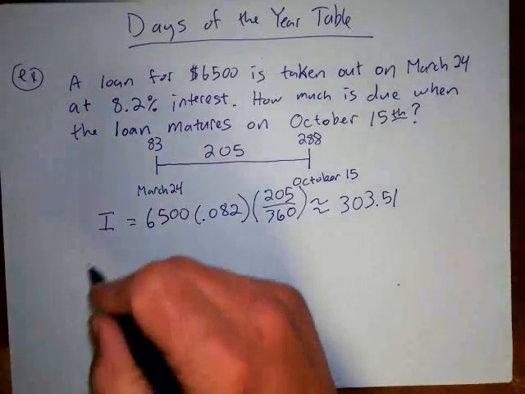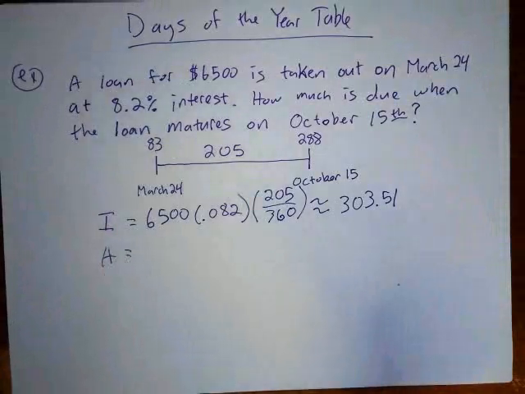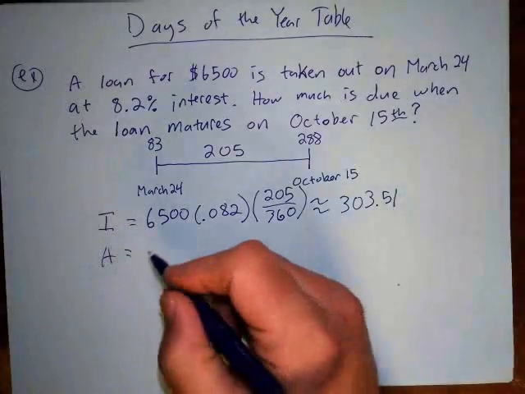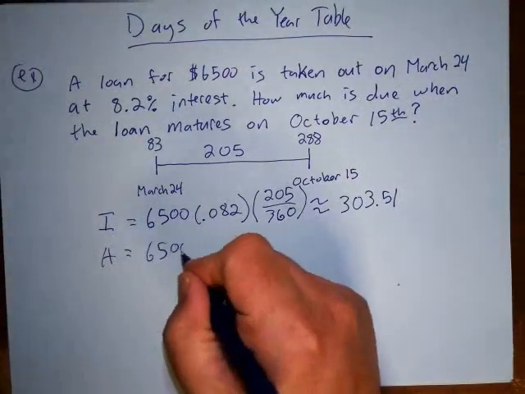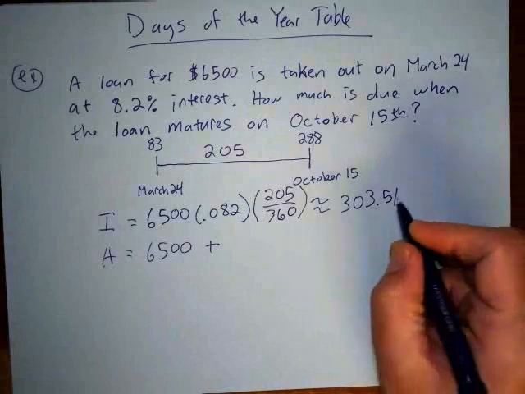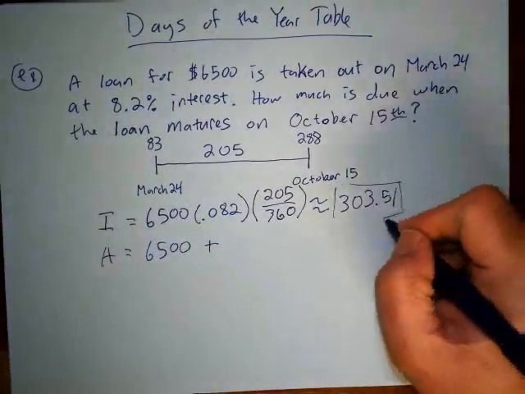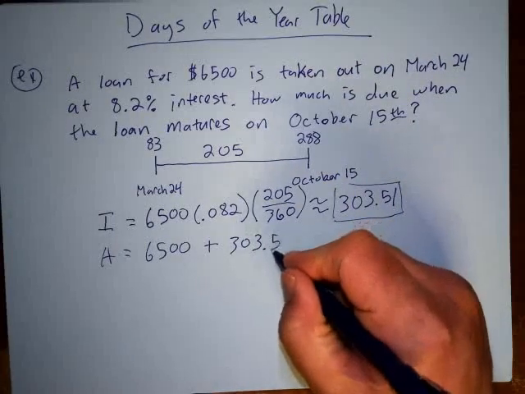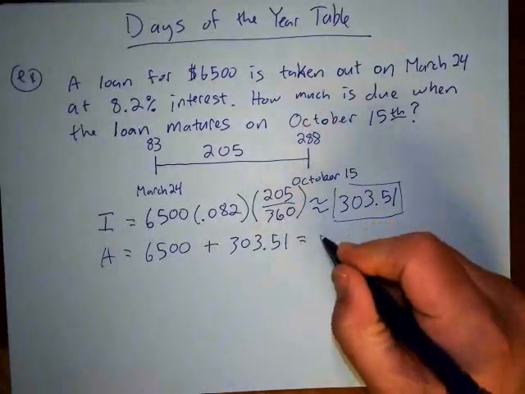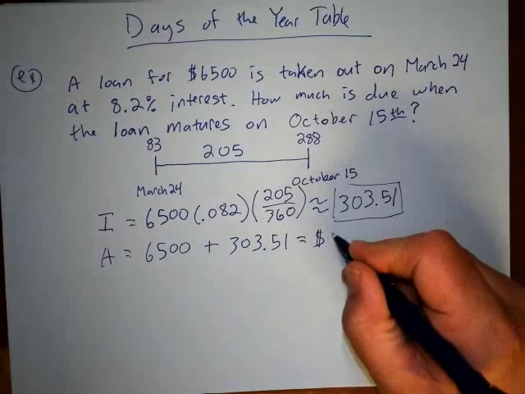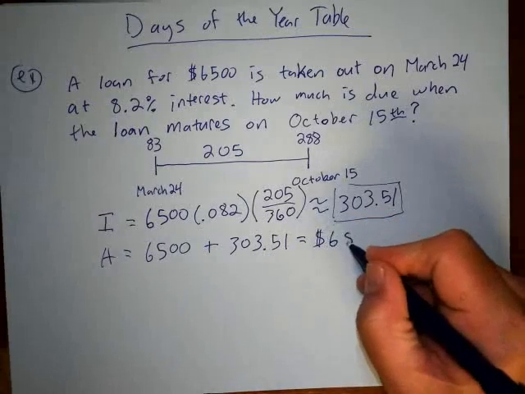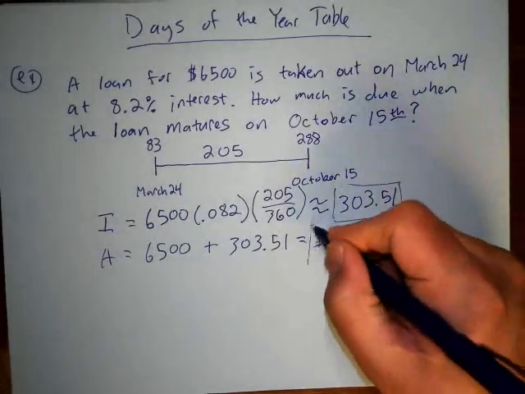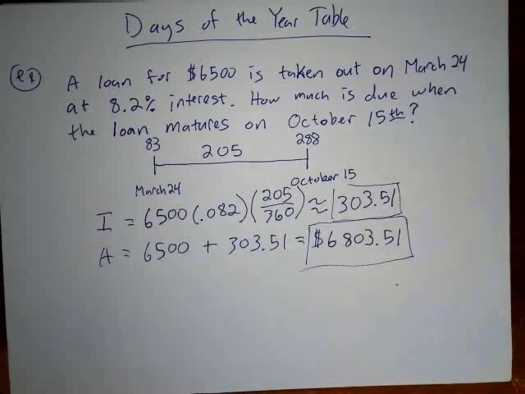Okay, now I'm not quite done yet, because this is actually asking me how much is due when the loan matures. So I got to take the principal that I borrowed plus the interest that I owe, and I add those together to get the amount that I owe when the loan matures. So $6,803.51. And that is how much I owe when the loan matures.